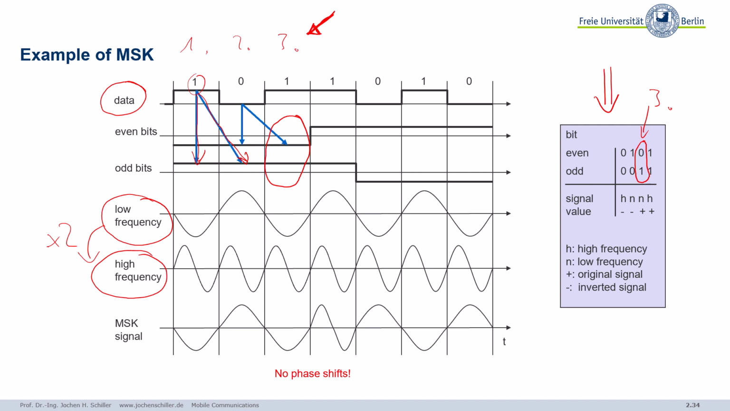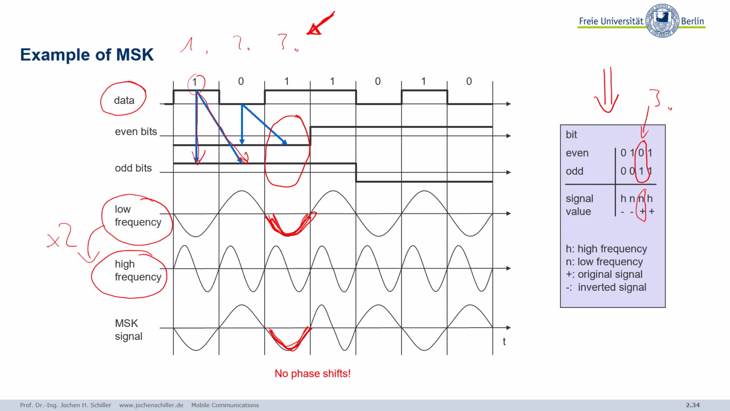And then the table tells us, okay, we take the low frequency, in this case low frequency, not the high frequency, and we take the original signal, not inverted. This results here in this part of our signal. Yes, this is all simplified, but that's the basic idea.